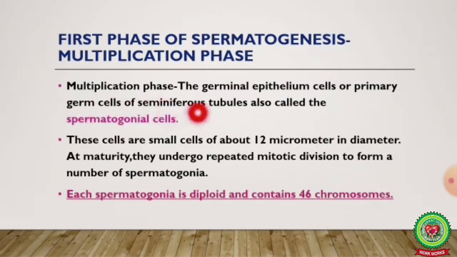Multiplication phase. The germinal epithelium cells or primary germ cells of seminiferous tubules are also called the spermatogonial cells. These cells are small cells of about 12 micrometer in diameter. At maturity, they undergo repeated mitotic division to form a number of spermatogonia. Each spermatogonia is diploid and contains 46 chromosomes.